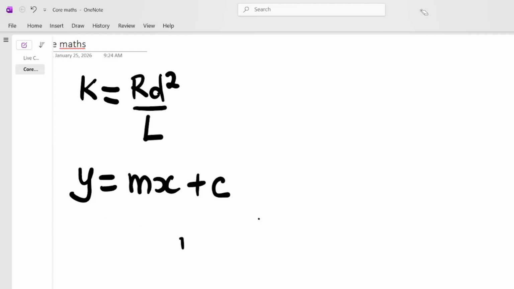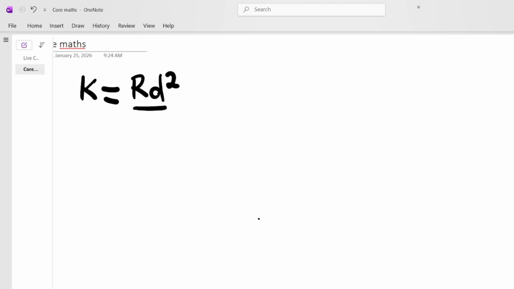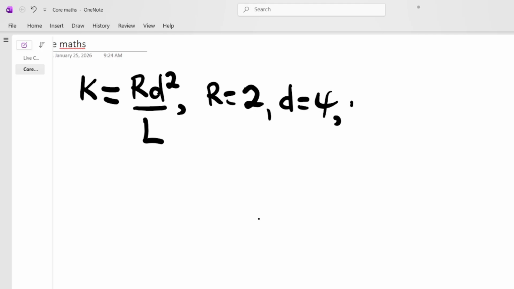Okay, so let me clear all this side for us. Okay, let's solve this question. Given the values, we are going to compute the value for k, given that r equals 2, d equals 4, and l equals 16. We will need a calculator for this particular thing, but the key point is to be able to do the computation.